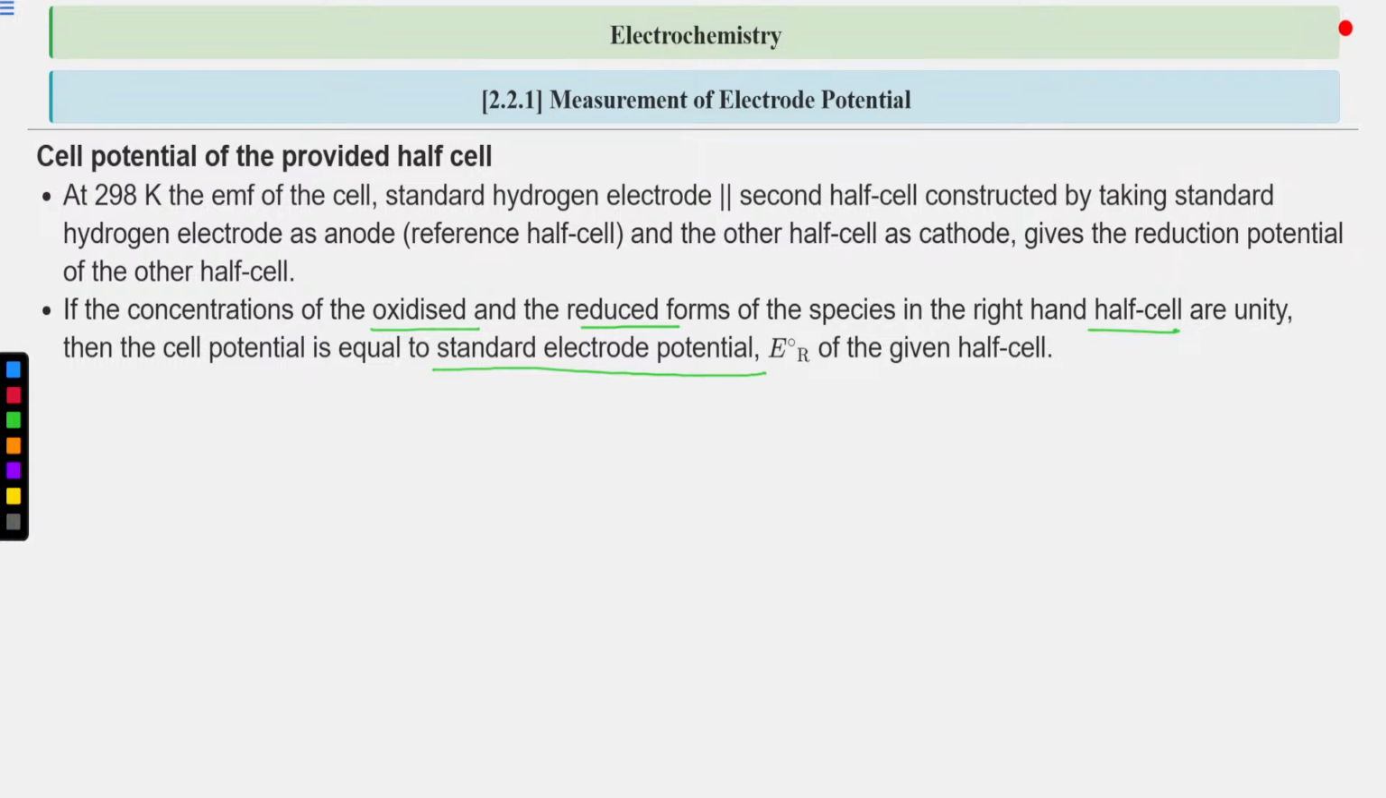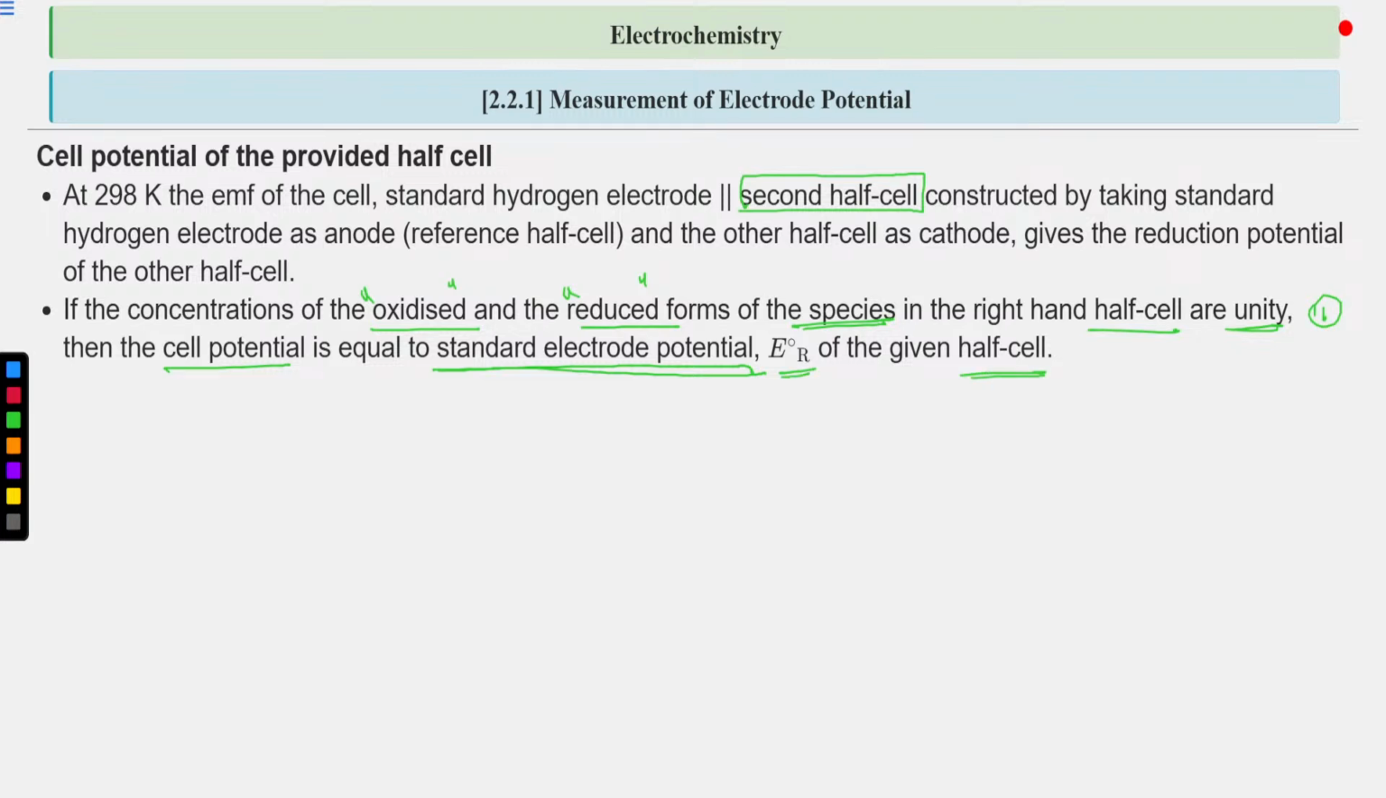Okay, other case is also given, that if the concentration of oxidized and the reduced forms of species which you have taken in the right hand half cell, that means this one, right hand means from the salt bridge it is right hand. So concentration of oxidized and reduced forms of species in this right hand half cell are unity. If you take the concentration as 1, then the cell potential will be equal to the standard electrode potential, E naught R of given half cell.